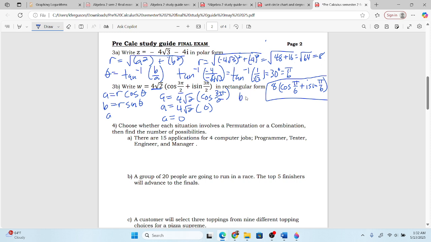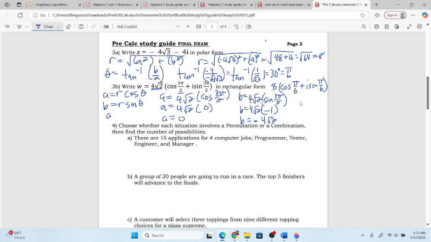All right, and then I'm going to do the same for b. So b equals 4 times the square root of 2 times sine of 3 pi over 2. Well, what did we just say sine of 3 pi over 2 was? It's -1 times 4 times the square root of 2. So then b is going to equal -4 times the square root of 2.